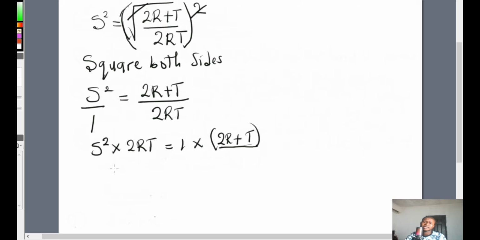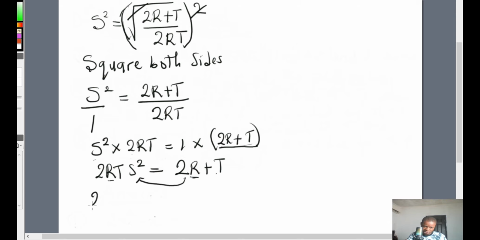So obviously I'm going to make R the subject of the formula. Here I'm going to multiply the two of them together. So I'm going to have 2RT S squared equals, if I use 1 to open the bracket, I'm still going to have 2R plus T. So R is here and R also is here, so I must put the two of them at one side and make T stand alone here. So if this one comes to that side, it's going to change sign.